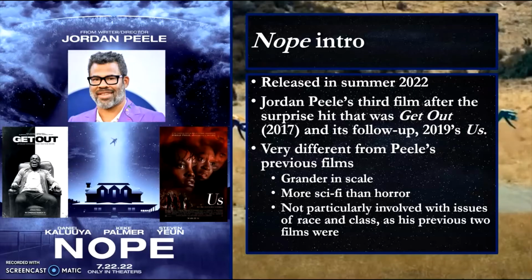This movie is very different from those previous two movies by Jordan Peele because it is grander in scale and it's more sci-fi than horror, taking on a plot of an extraterrestrial coming to Earth, whereas Get Out and Us pretty neatly fit into the horror genre. It isn't really involved with issues of race and class like the previous movies were. Get Out was about race, Us was about class, and this isn't about either, which really surprised me. So he really went in a whole new direction, and we're going to talk about what he means to communicate through this movie.